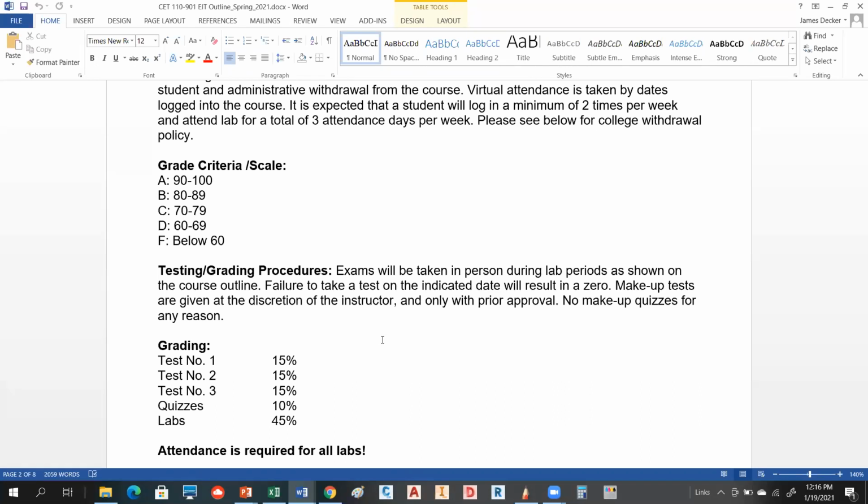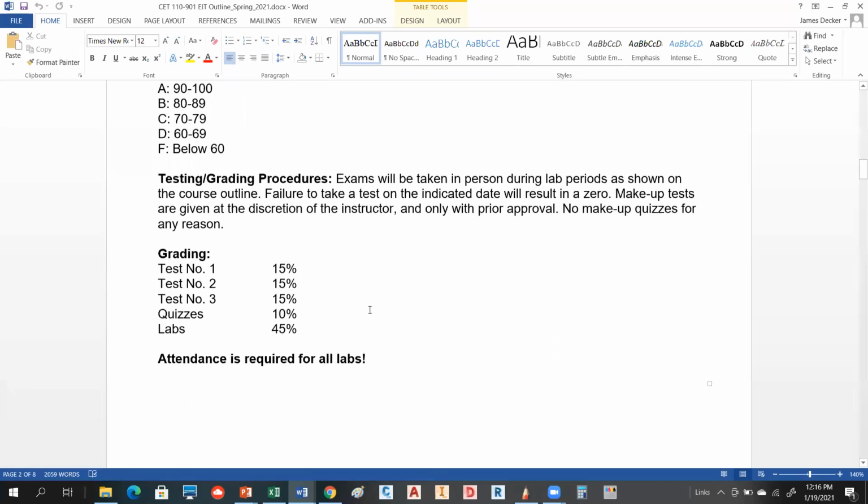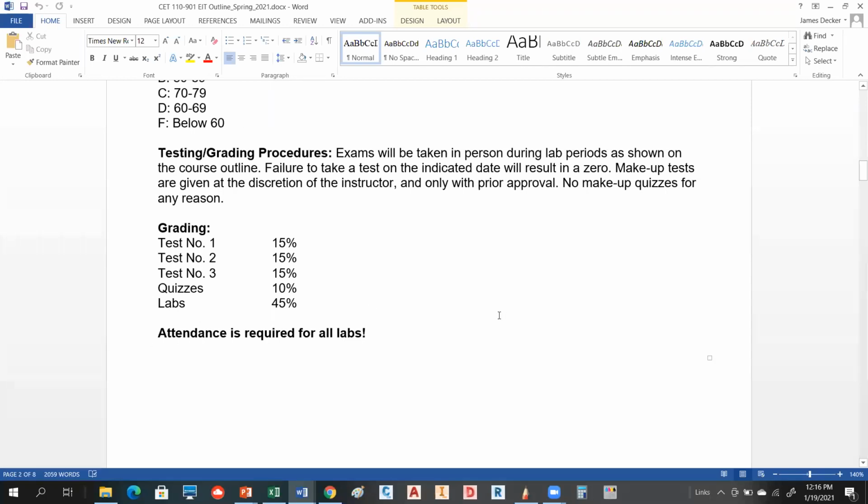So the grading, what we're going to be getting into this semester: you're going to have 3 tests. They're not comprehensive. They're over the different areas that we get into. So that's kind of the good news. But the other thing is that everything we get into builds, so just keep that in mind. There's 3 tests, 15% each. And then we have quizzes that'll be 10%. And then your labs are the bulk of that. It's 45%. And I'll be talking a lot more about labs on Thursday.